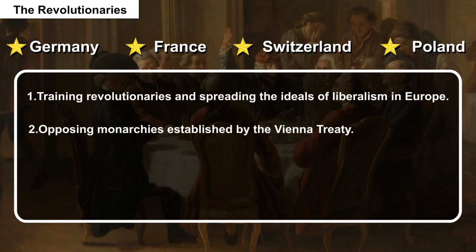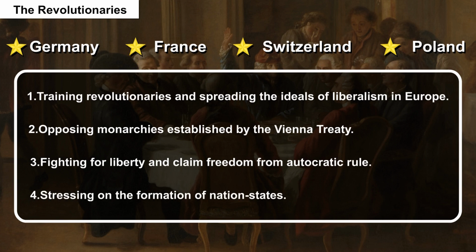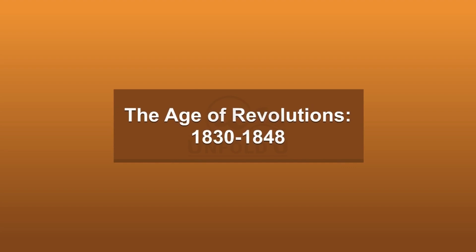two, opposing monarchies established by the Vienna Treaty; three, fighting for liberty and claiming freedom from autocratic rule; four, stressing the formation of nation-states. The Age of Revolutions, 1830 to 1848.